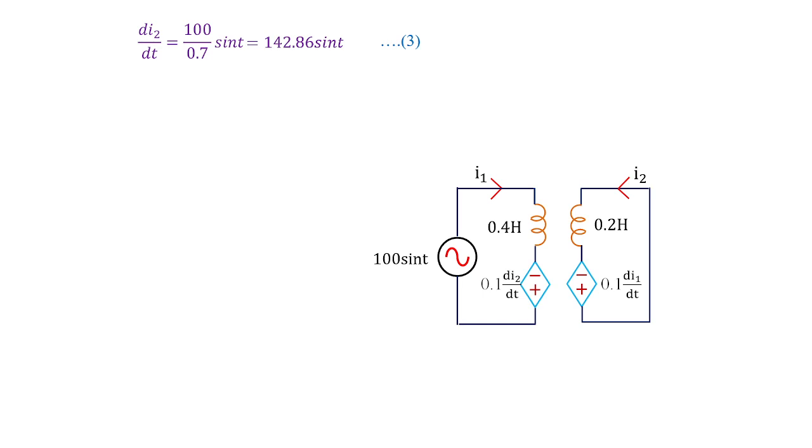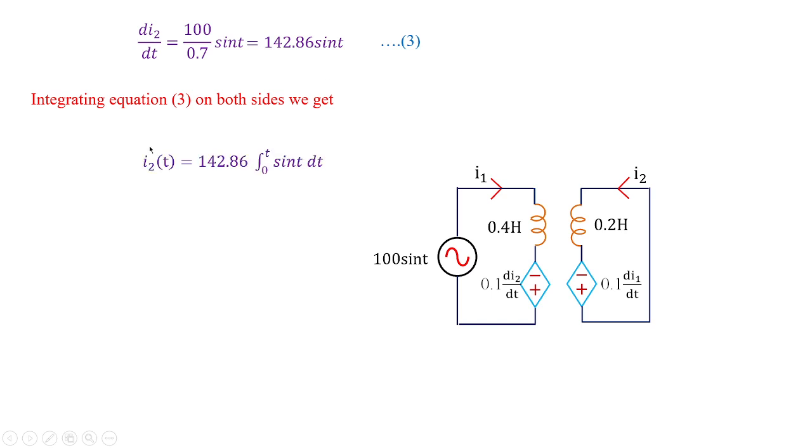Our interest is to find I2 of t. For that, I'm going to take integration on both sides of this equation 3. So I'm going to get I2 of t equal to, so 142.86 is a constant value, I'm taking it outside. The variable parameter is sin t. So integration is applied to sin t dt. The limits will be from 0 to t.